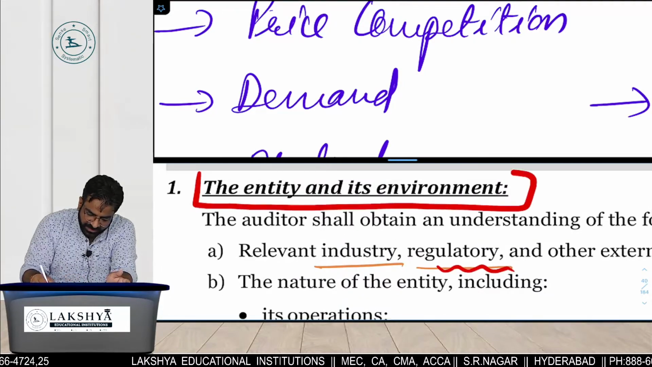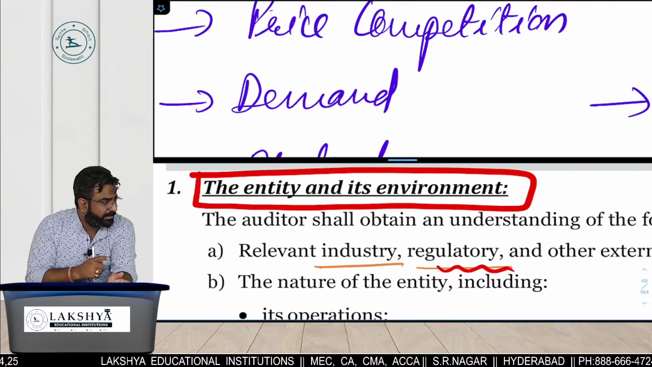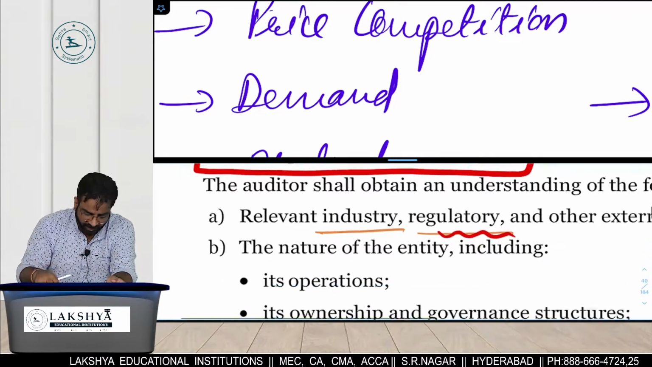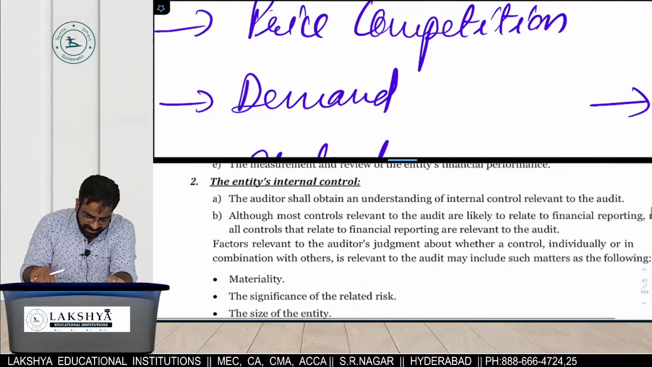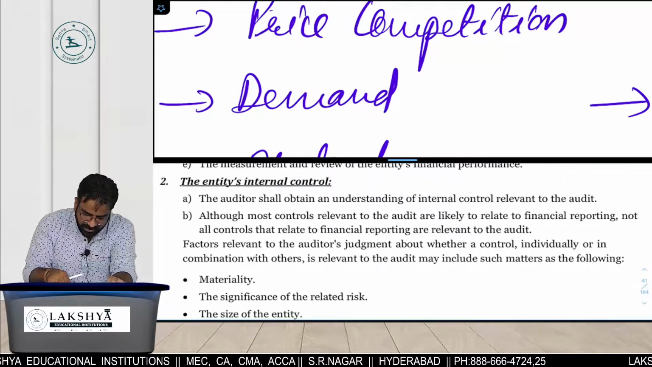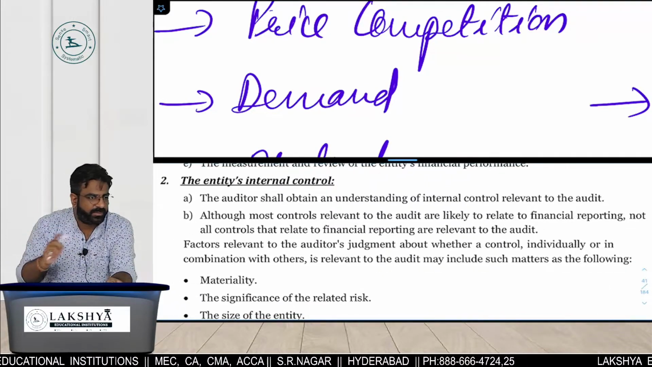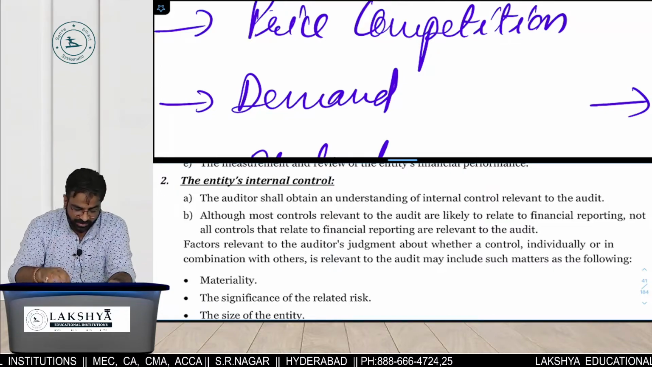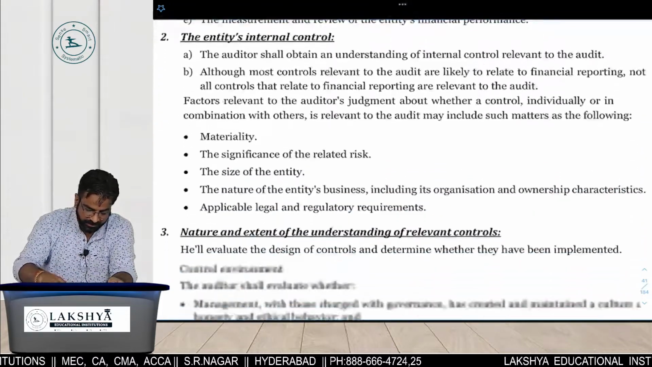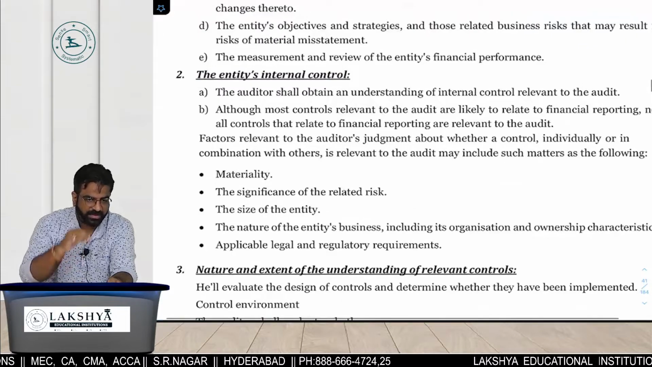This topic, can I leave it? What is the topic name? Entity and what? Environment. Now come to the next topic, everyone. What is the name of the next topic? Entity's internal control system. We have already read this above, but still we will read it. First tell me, what is an internal control system? If you can gather the knowledge and let me know. What do you mean by internal control system?